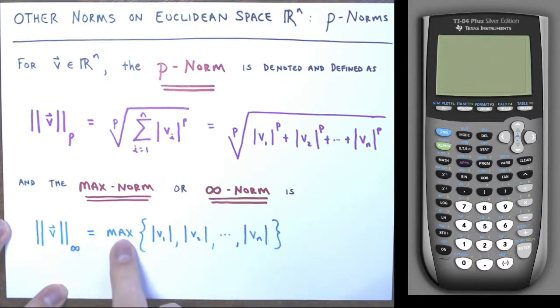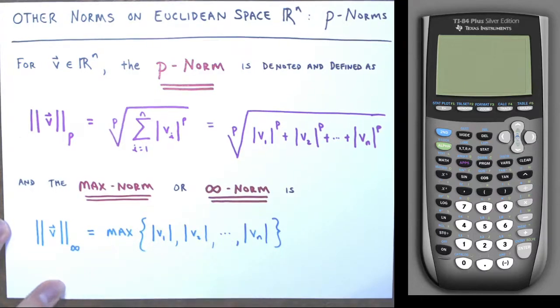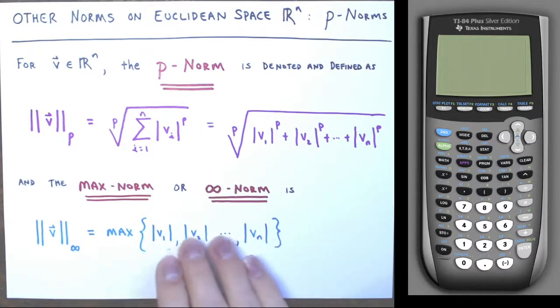And it's simply the max. What's the largest value of the following set, where you take the absolute value of every component of the vector, and whatever the largest of those values is, that is the max norm or the infinity norm of that vector. Probably the easiest one to calculate, in fact, if you're talking norms.